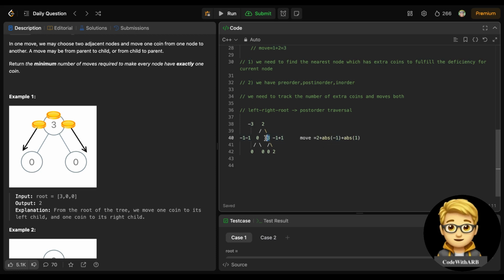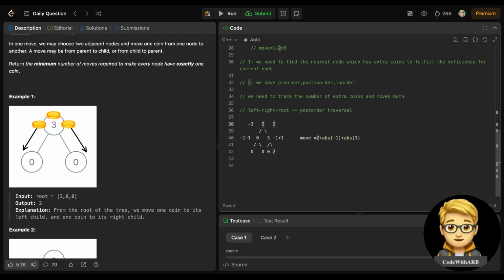So this 3 will return what? This -1 plus 1 is 0, plus this 3 has also 2 extra coins, because it will keep 1 coin, right? So what will it return? So 3 minus 1, which is 2, plus this -1 plus 1, which is again 2. So it will return 2 coins to this parent 2.